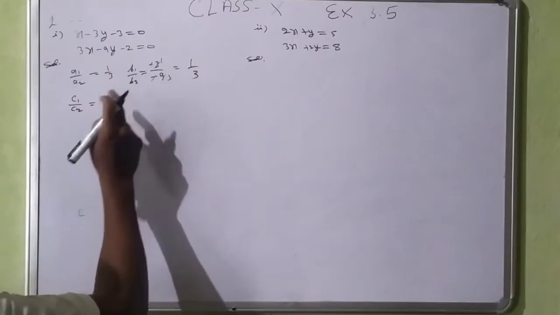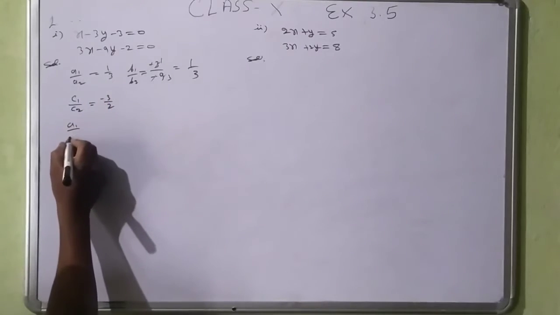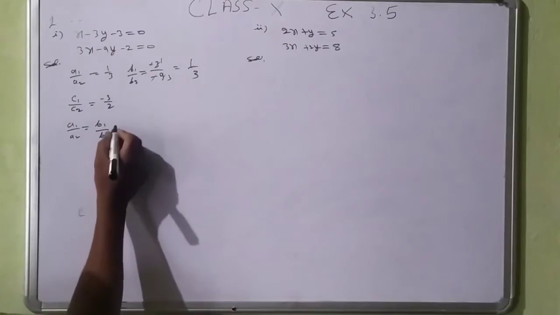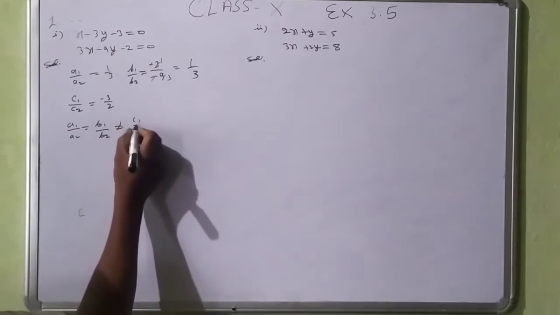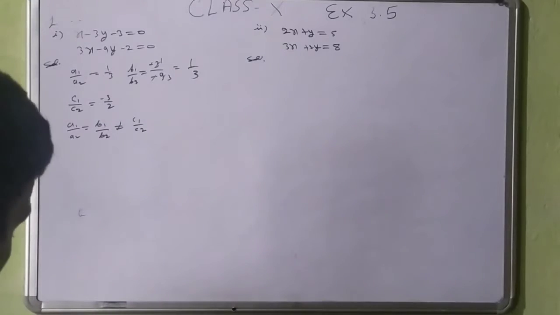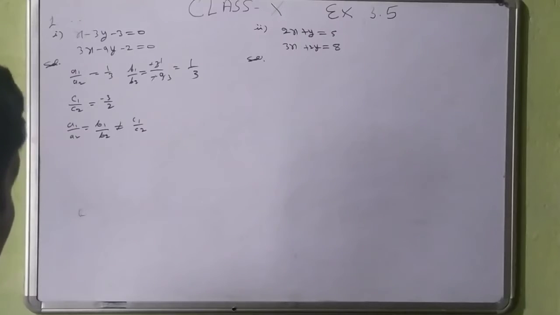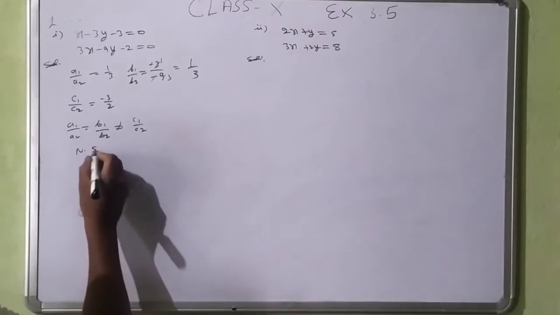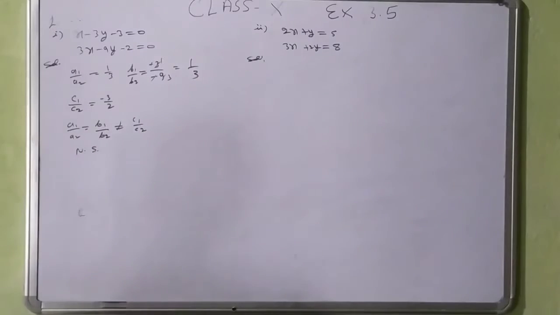Here a1 upon a2 is equal to b1 upon b2, not equal to c1 upon c2. As you know from table number 3.4, when a1 upon a2 is equal to b1 upon b2, not equal to c1 upon c2, the lines are parallel. So that is a parallel line, and that is no solution. No solution, right?